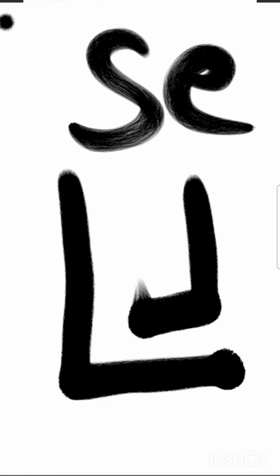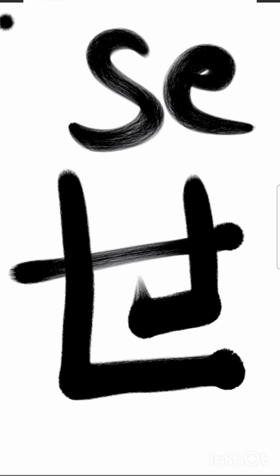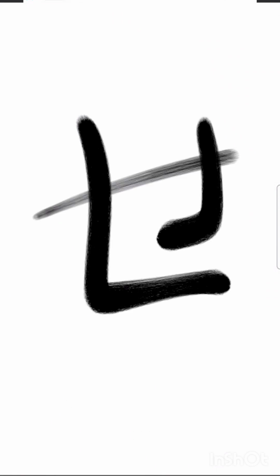Then sa, shi, su, se. Se, you have to be very careful. See, the stroke order is very important in Japanese language. This is the first stroke, then the second one, and then the third one. Got it? The first one is a little bit long, the second one is a bit small, and the third line is between both. One more time. Try to practice. Se.